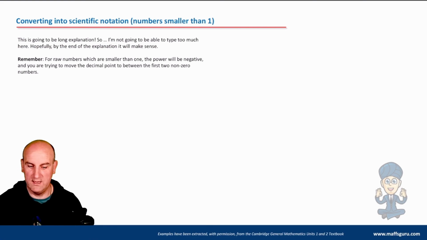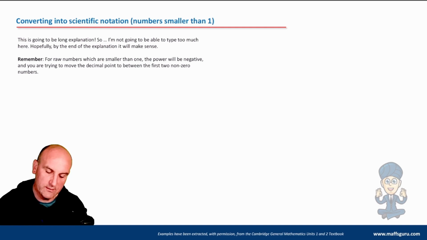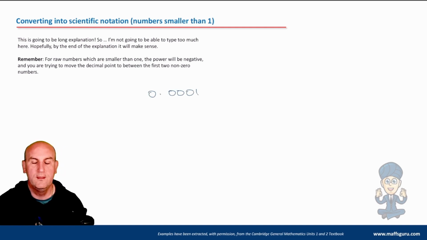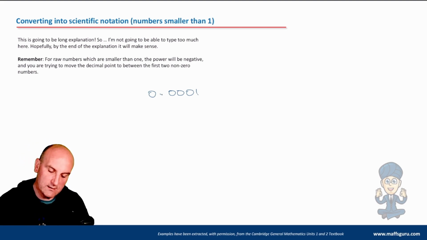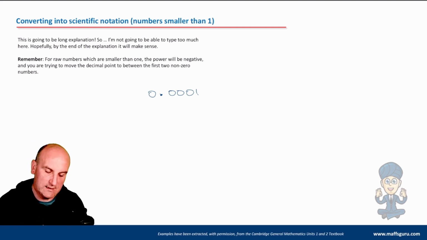But what about smaller numbers? Well, if we have smaller numbers, so for example 0.0001, we have to move our decimal point so that it is after the first non-zero number. That's probably a better way to do it. We've got to move the decimal point. Now, as we can see here, where is my decimal point? It's just after the 0. So I can't have it there for scientific notation.